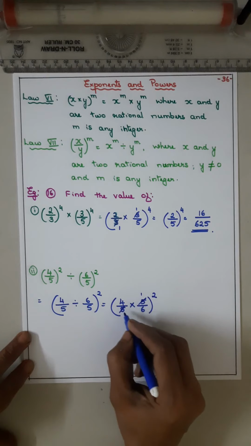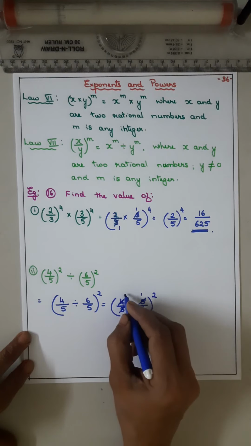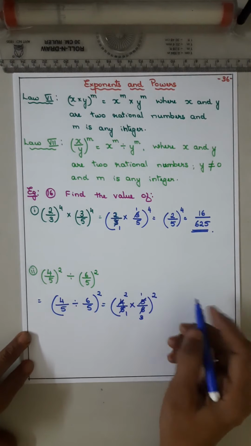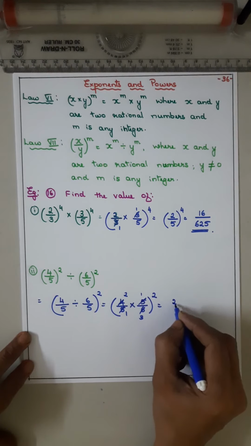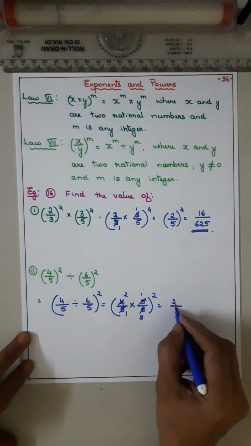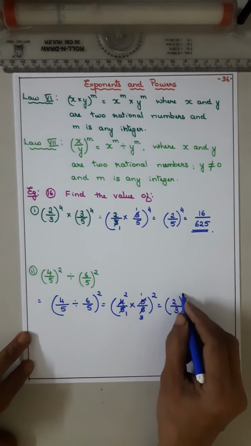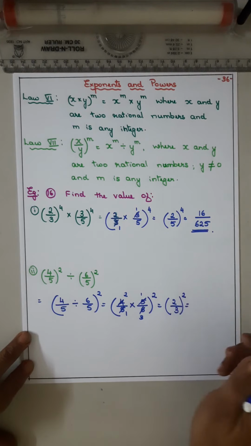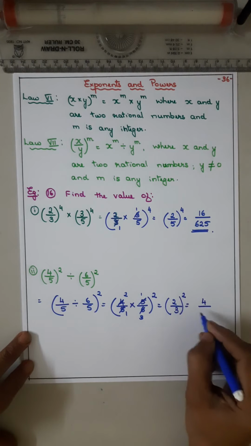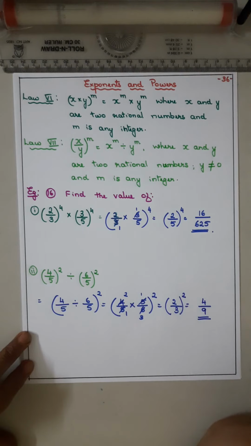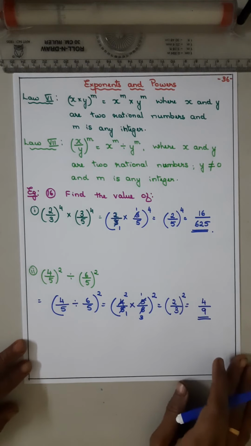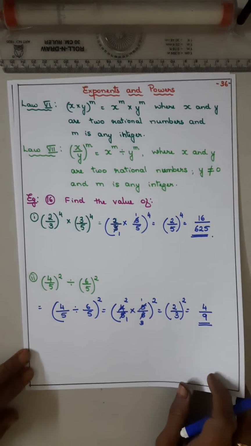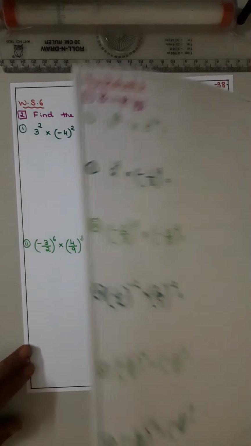5 ones are 5, 5 ones are 5, 2 2s are 4, 2 3s are 6. So 2 ones are 2, 1 3s are 3, the whole raised to 2. So how much did it become? 2 2s are 4, 3 3s are 9. So you got 4 by 9. Understood? So that was example 16.